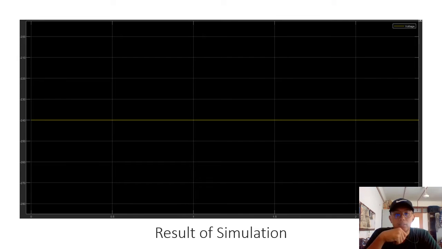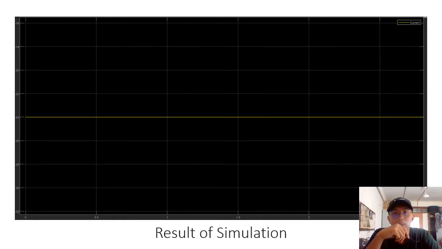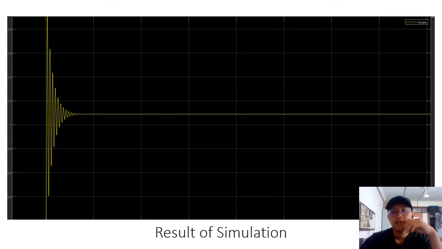This is the result for our simulation. This is for the voltage. We have 240 volt in the circuit. For the current, we have 24 ampere. And then this is the torque that we gain in the circuit for the shunt motor. All these results will be compared to the calculation in the next part.